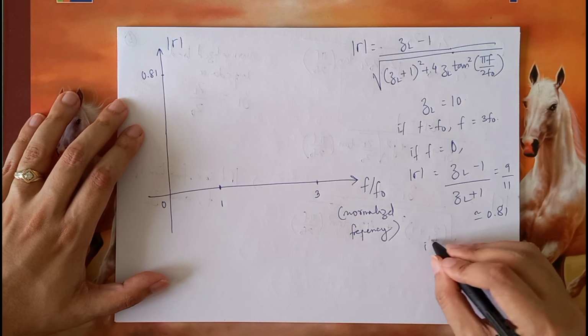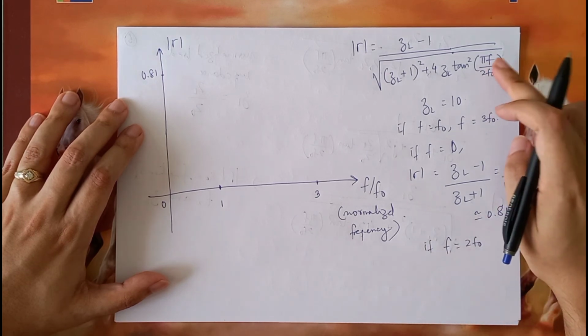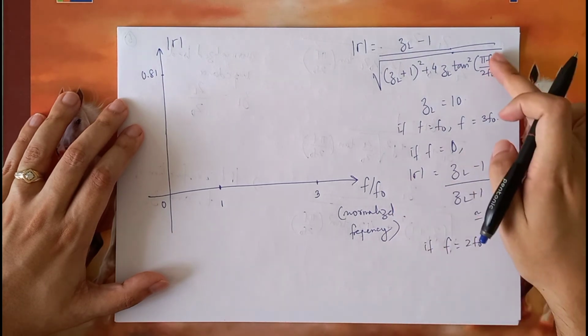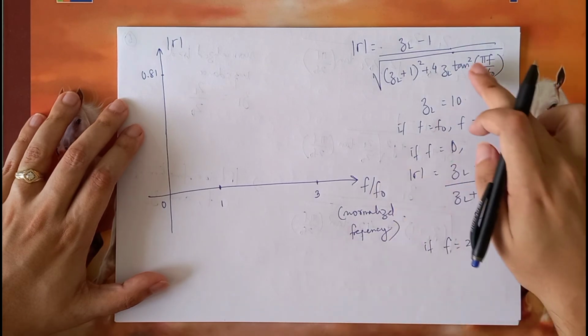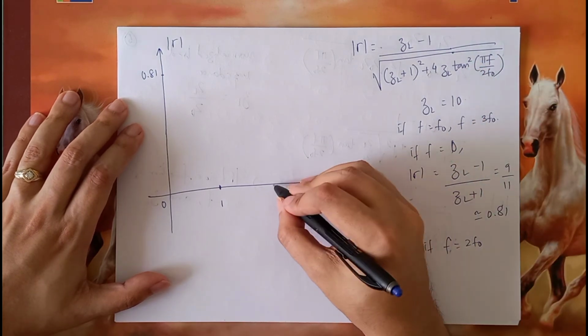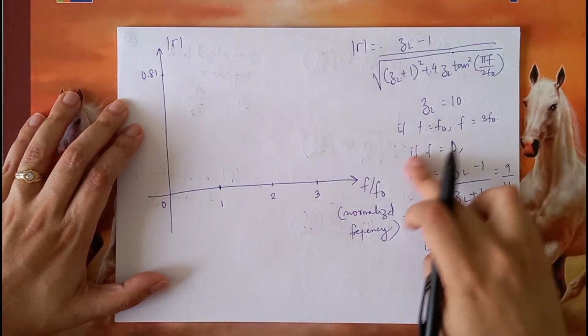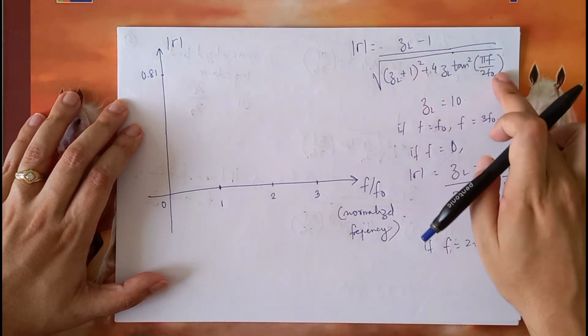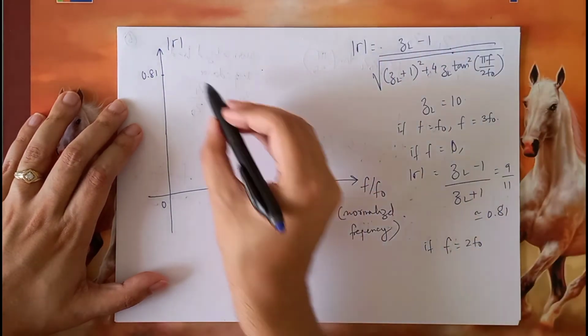What if f is 2f0? If f is 2f0, this will be tan of pi. So tan of pi is again 0. So if f by f0 is 2, again you will get this same expression because this term will vanish. So exactly over here you will get 0.81.